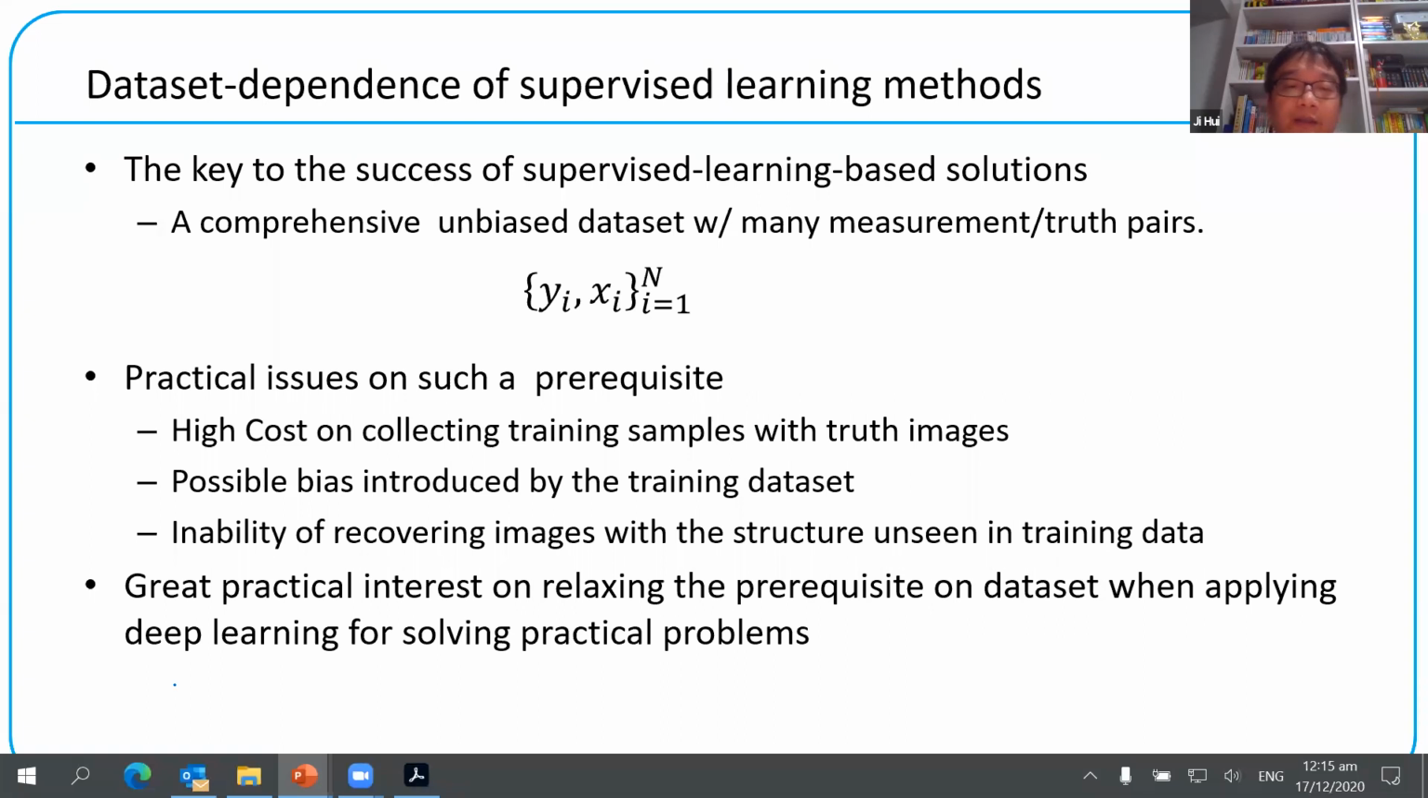And also, it's very subtle, because for medical images and scientific images, the network trained using the data set might be biased, because the data set itself might be biased. That is a concern. Another one is that because you're training the network on this provided data set, if you want to use this network to predict a new image with a structure which is not covered in the training examples, then you cannot do that. So this is very unwelcome in scientific imaging, right? We try to see new things in scientific images. So of course there is great practical value in relaxing this prerequisite on the data set when people try to use deep learning to solve their problems.